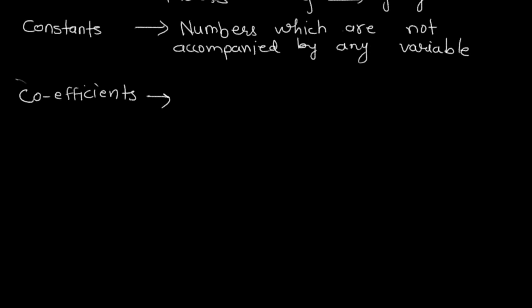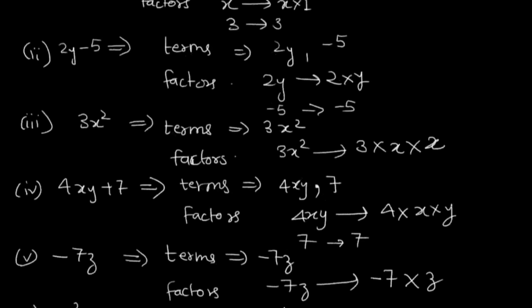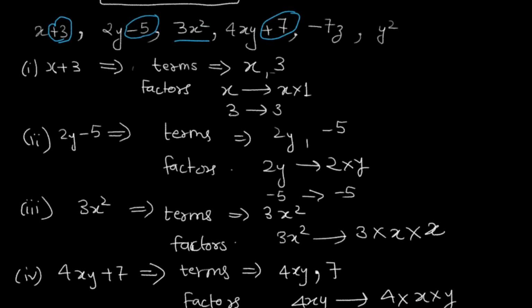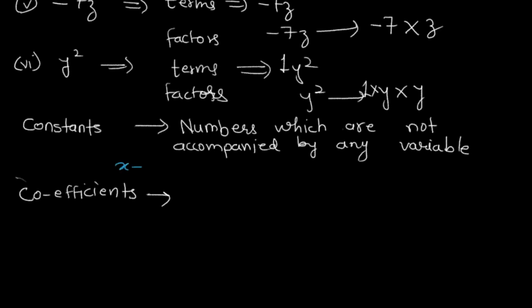So why are they called constants? Because whenever I put some value of the variable, let's take x plus 3 as an example, if I put some value of x in here, I can put x equal to 1. The value of this 3 doesn't depend on the variable. This 3 is going to be 3 only, so its value does not change. That's why it's called a constant. But the value of x I can take as anything: 1, minus 1, anything.